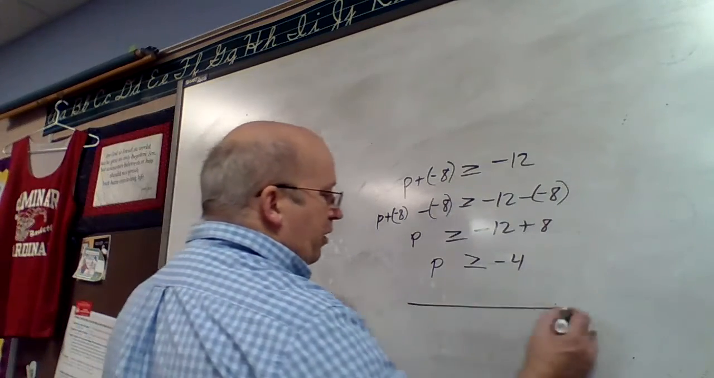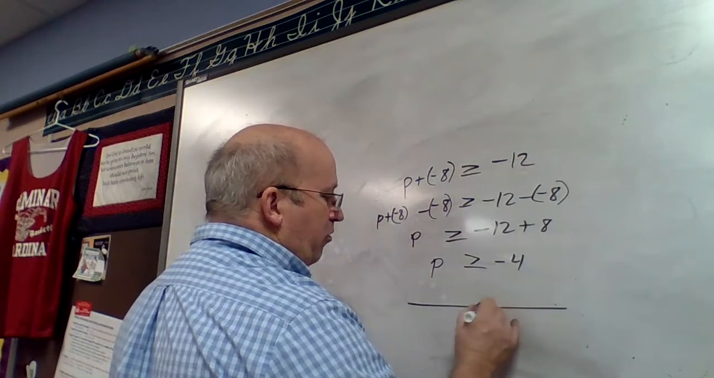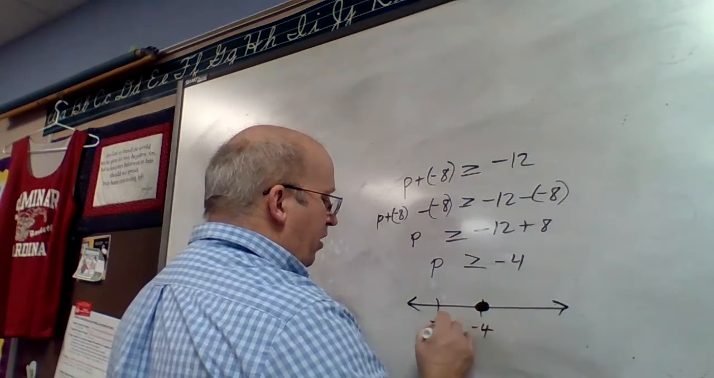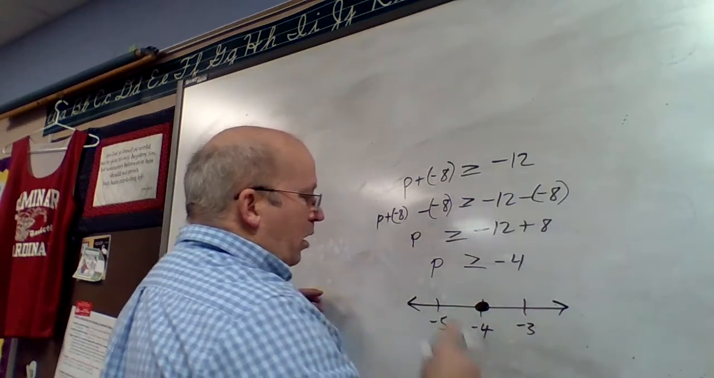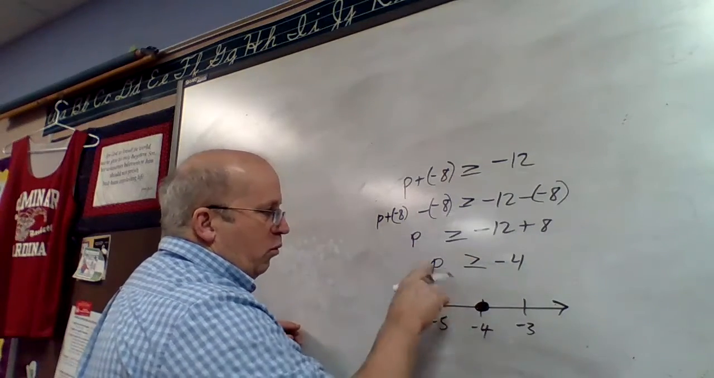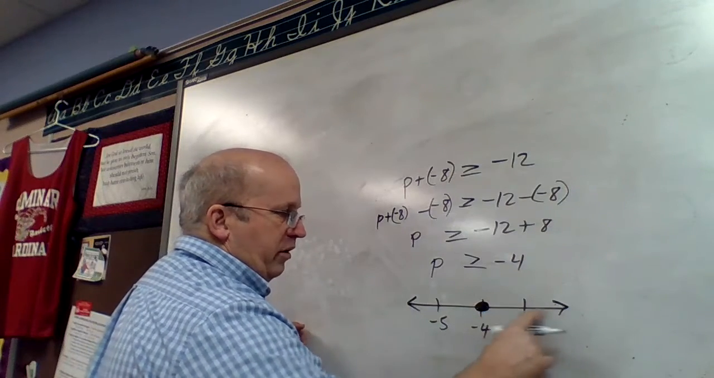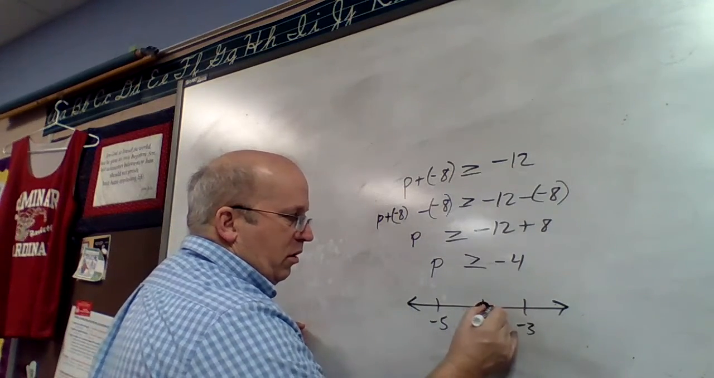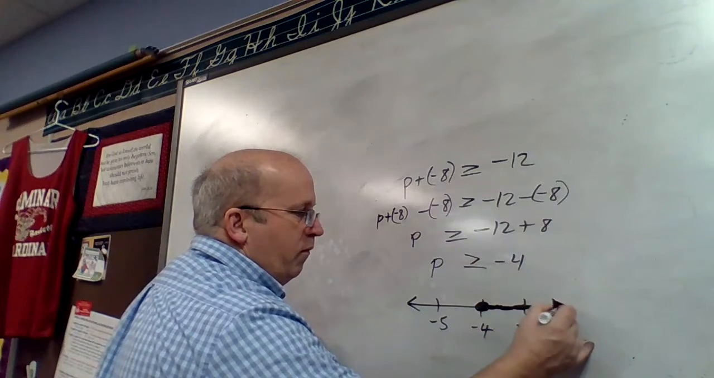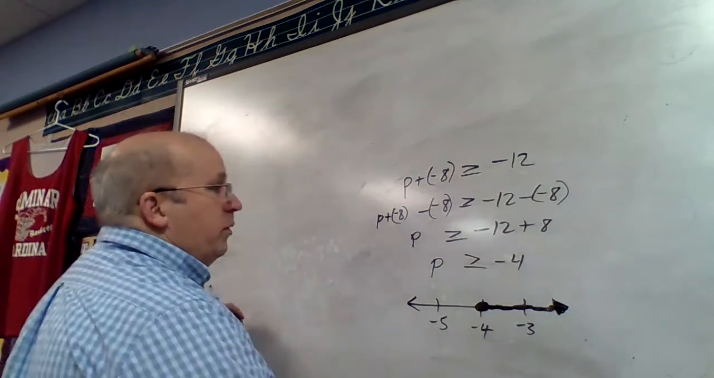Now, how would I graph that? Well, put negative 4 in the middle. I'm going to have a filled-in circle there. I'm going to put negative 5 here and negative 3 here. And what numbers are greater than negative 4? On this number line, what numbers are greater than negative 4? Well, isn't that the numbers over here that are greater than negative 4? So I shade the right-hand side this time. Right? Great. Let's try another one.